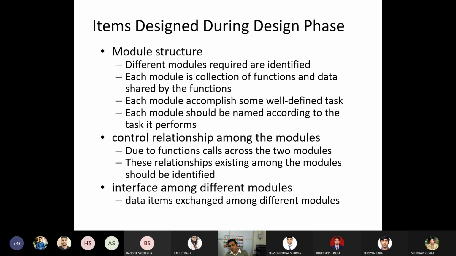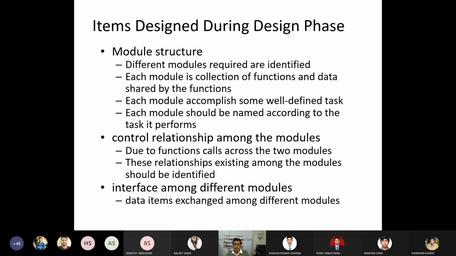So these sorts of relationships that exist among the modules should be identified. You need to find out what relationships these different modules have. Okay, so which module is going to call which other module, right? That is the control relationship. And then the interface among different modules: what sort of data is exactly being exchanged among these different modules?